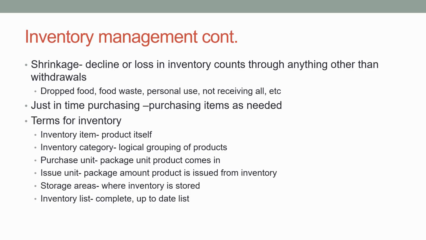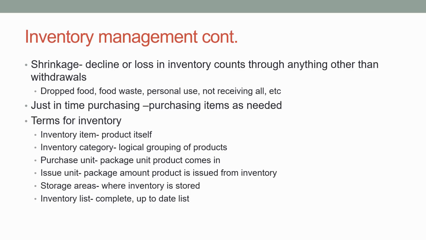So purchase unit is the package unit that a product comes in to your operation as. So, again, back to that example of the peaches that they talk about, they're in number 10 cans, but the package unit is a case, which is 6 number 10 cans. That's the way you're buying it, based on your specifications and the contract you set up with your vendor.